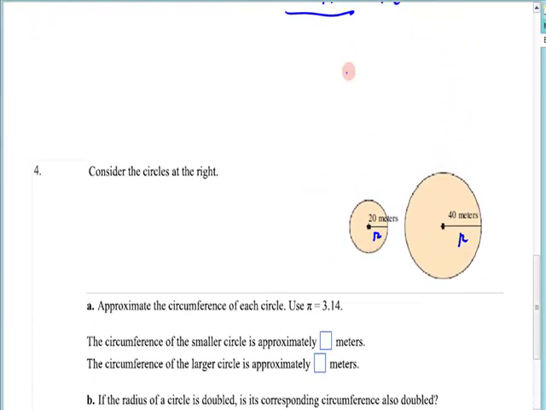For the small circle, circumference is 2 pi r. Circumference is approximately 2 times 3.14 times 20 meters. So 2 times 3.14 times 20, and I get 125.6 meters. That's the circumference, the distance around the small circle.